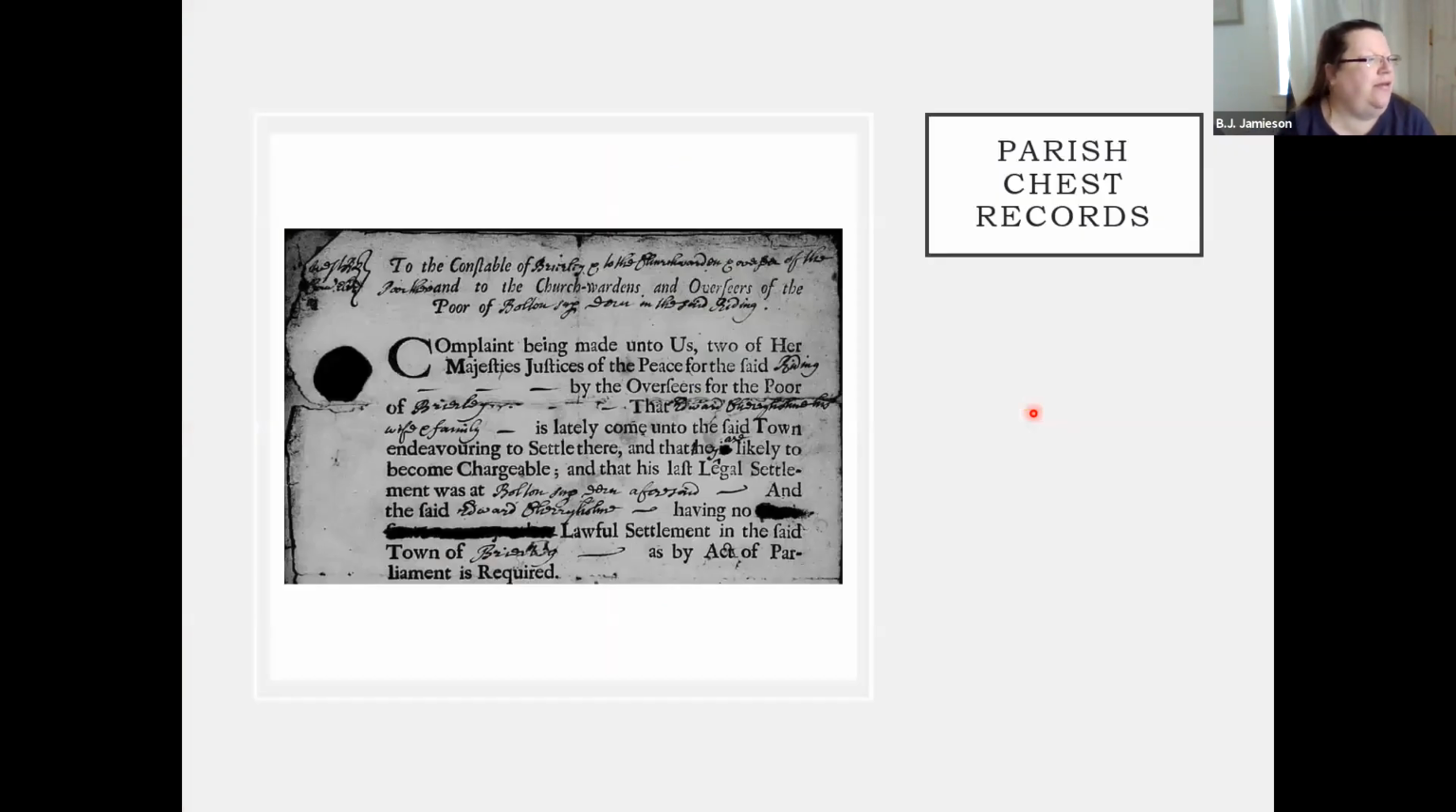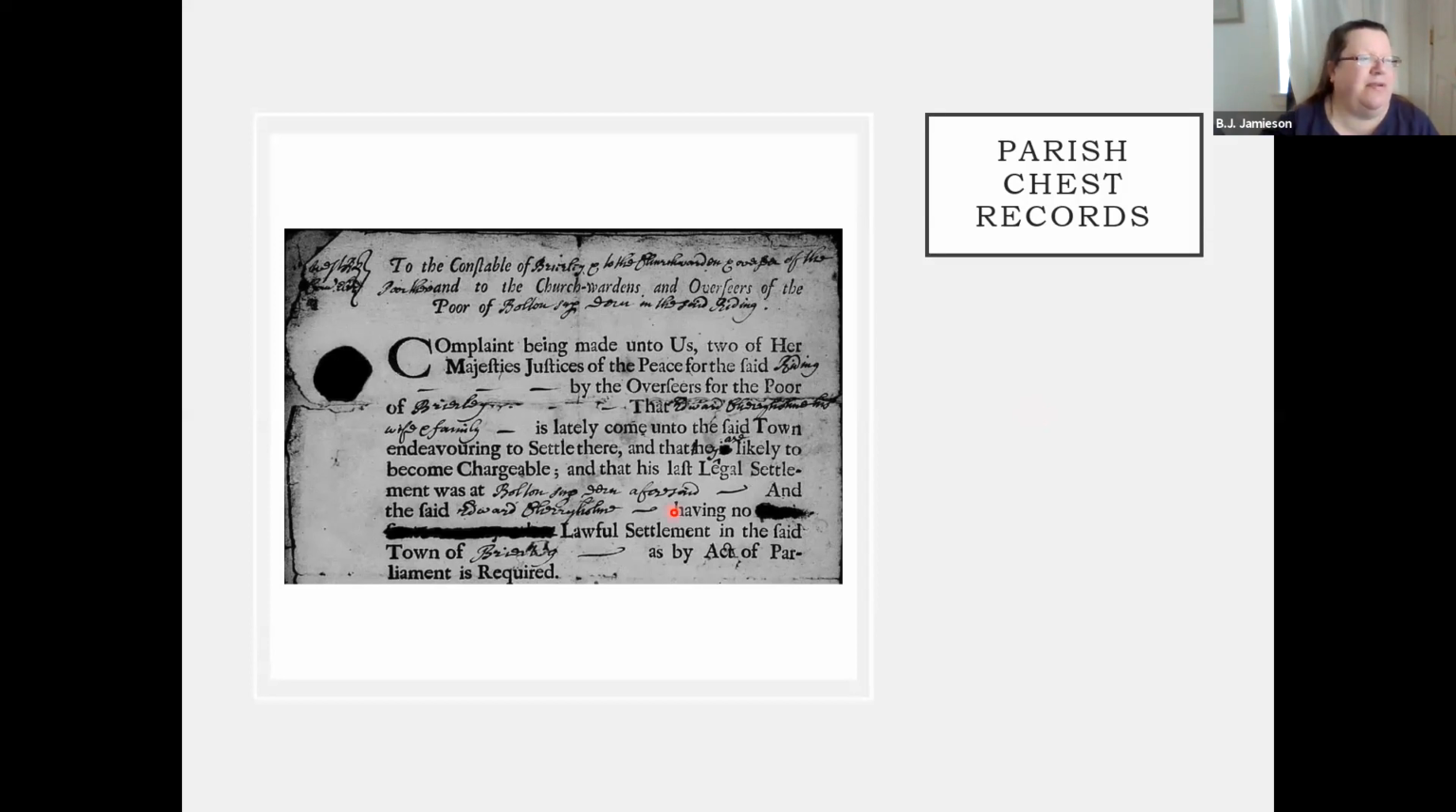And so you can see here's one from the early 1800s. This is a settlement, and it's saying, complaint being made unto us, 2 of Her Majesty's Justices of the Peace for the said riding, says that, I think it's David something, his wife and family is lately come into the said town, endeavoring to settle there, and that they are likely to become chargeable, and that his last settlement was the town of Bolton, and the said Edward, I forget, I think it's Shorehome, having no lawful settlement in the said town of Brisbane. So basically they're saying, we're not responsible for paying for this guy. If he wants help for his family, he needs to go back to Bolton and not ask us.